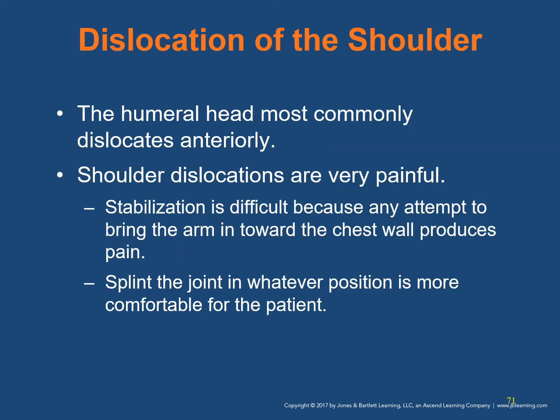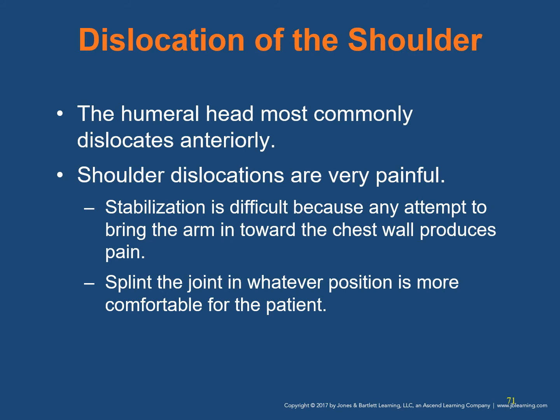Dislocation of the shoulder. The glenohumeral shoulder joint is where the head of the humerus meets the glenoid fossa of the scapula. The glenoid fossa joins with the humeral head to form the glenohumeral joint. In shoulder dislocations, the humeral head most commonly dislocates anteriorly, coming to lie in front of the scapula as a result of forced abduction and external rotation of the arm. Shoulder dislocations are extremely painful.